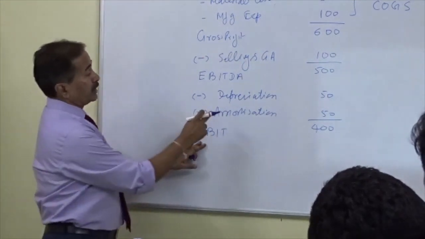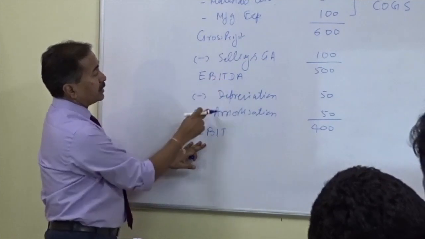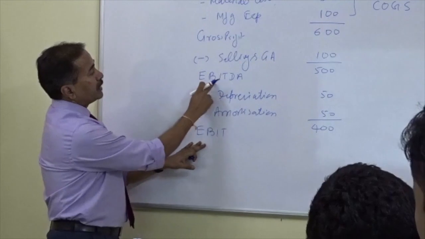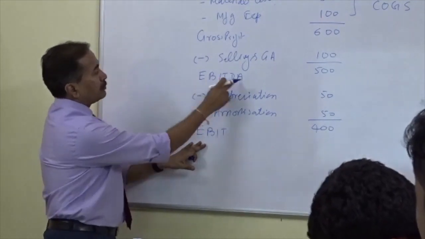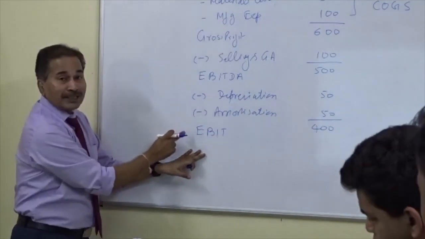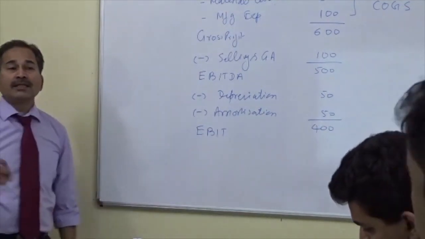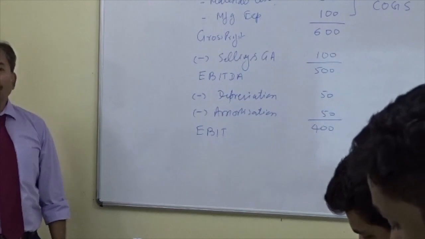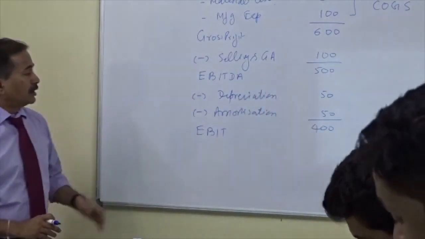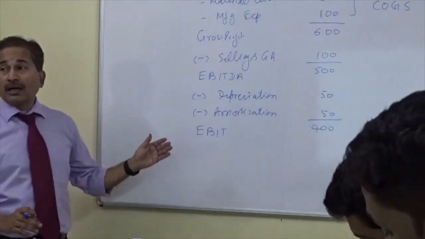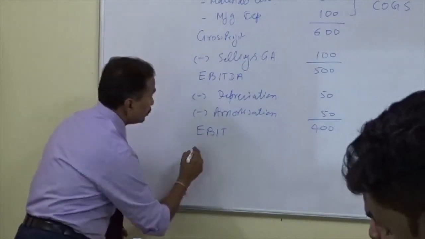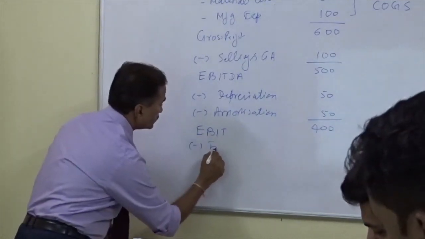क्यों? क्योंकि आपने क्या किया? आपने EBITDA में से D निकाल दिया और A निकाल दिया, तो EBIT बचा. सो अभी आपने EBITDA में से depreciation निकाल दिया, amortization निकाल दिया, तो क्या बचा? EBIT. EBIT is earning before interest and tax. हो गया 400. अब इसका क्या मतलब है? Earning before interest and tax, यानी कि what you minus from here is the interest.